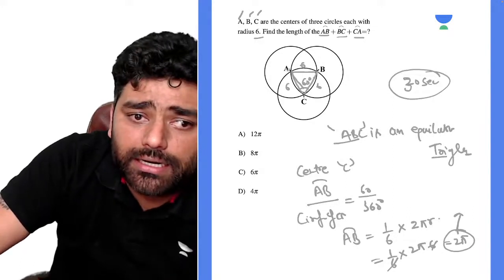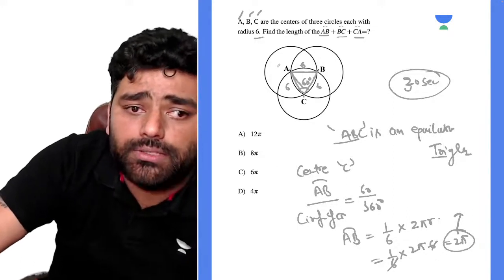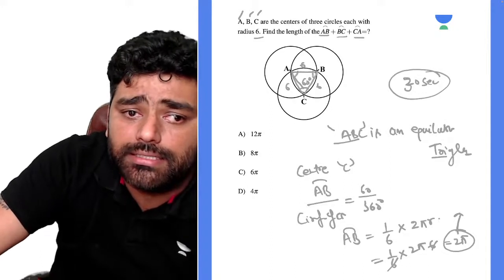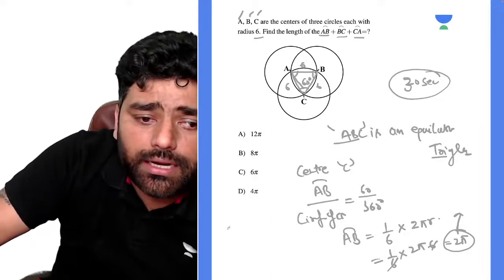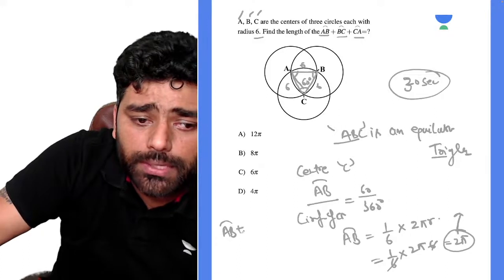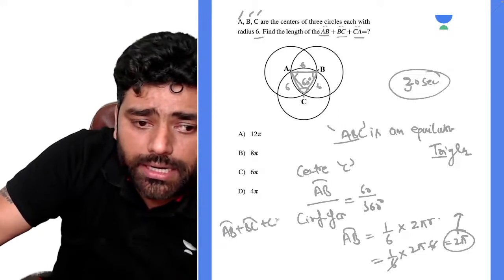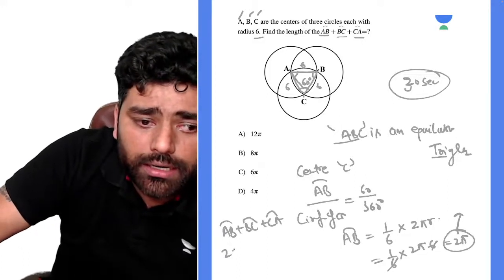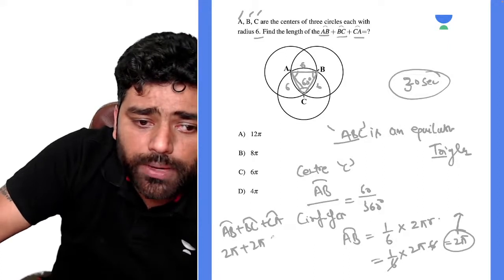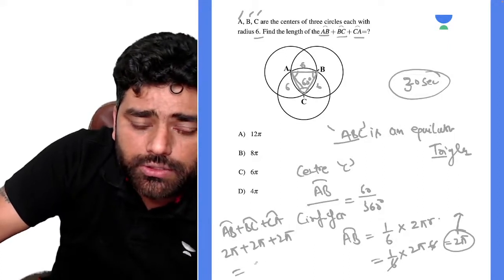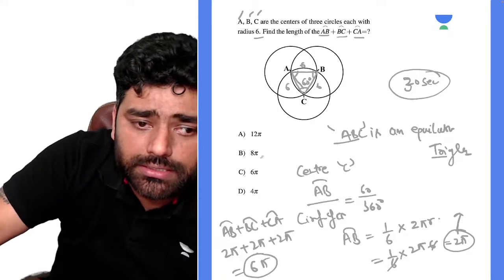So arc BC and arc CA will be the same, right? Because this angle is 60 degrees also, this angle is 60 degrees. So arc AB plus arc BC plus arc CA, all three are 2 pi, 2 pi, 2 pi. So that is going to be 6 pi as the answer.